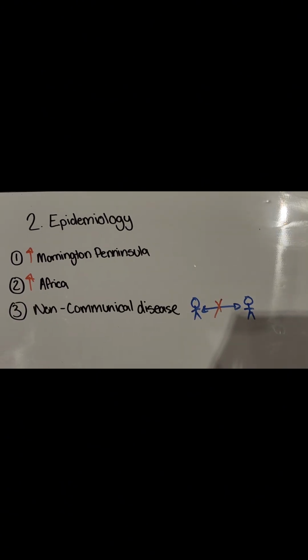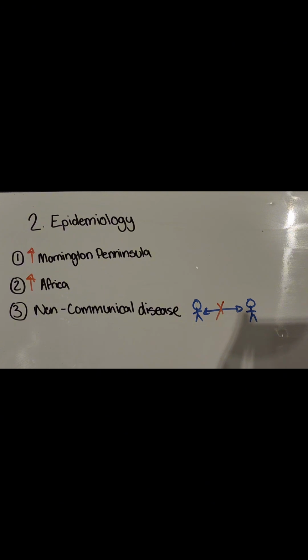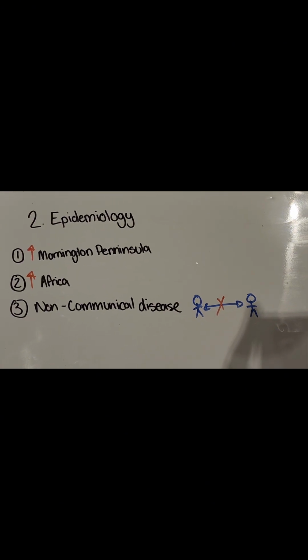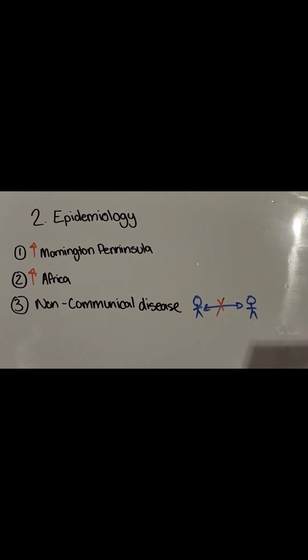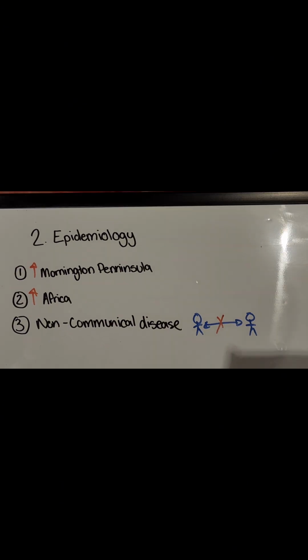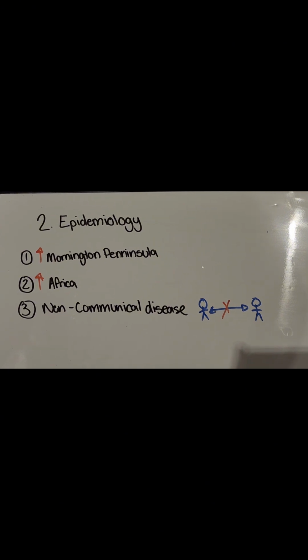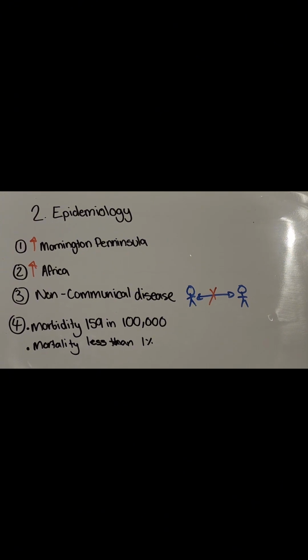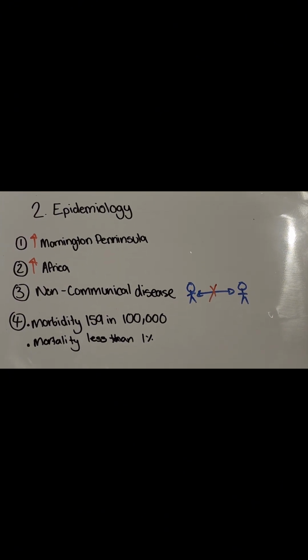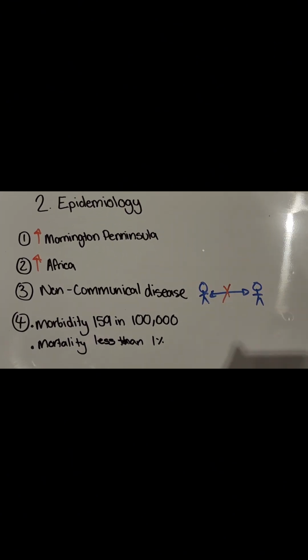It causes a non-communicable disease, meaning it is not passed from person to person. In monitoring public health, we found Mycobacterium ulcerans has highest prevalence in Africa. In Africa, it has the highest morbidity rate of 159 per 100,000 people and a mortality rate of less than 1%. The cause of outbreak has been identified as contact with contaminated mosquitoes and contact with stagnant waters.